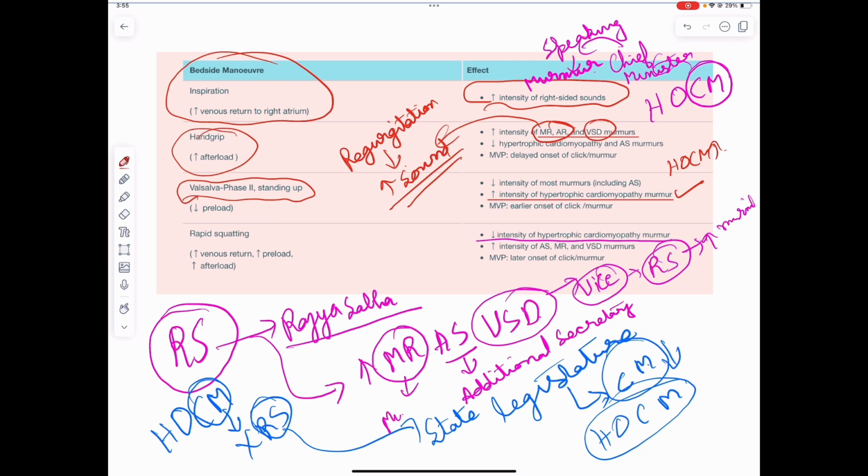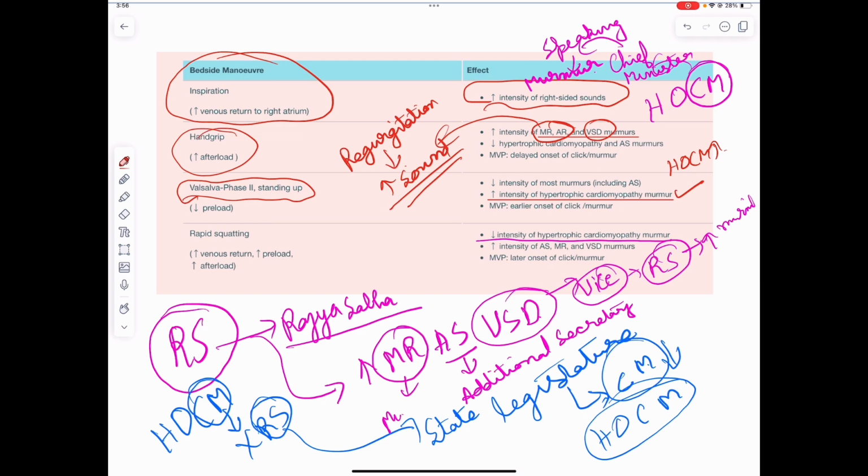Now in hand grip, remember that when we are applying a hand grip, the peripheral resistance has increased. Now when the peripheral resistance has increased, it will transfer back in the form of mitral regurgitation or aortic regurgitation and ventricular septal defect murmurs. All the three in an individual is really life-threatening, and very skillful surgical procedures are required.